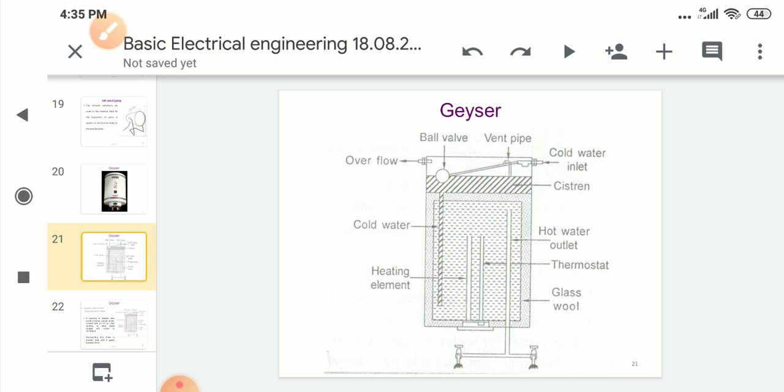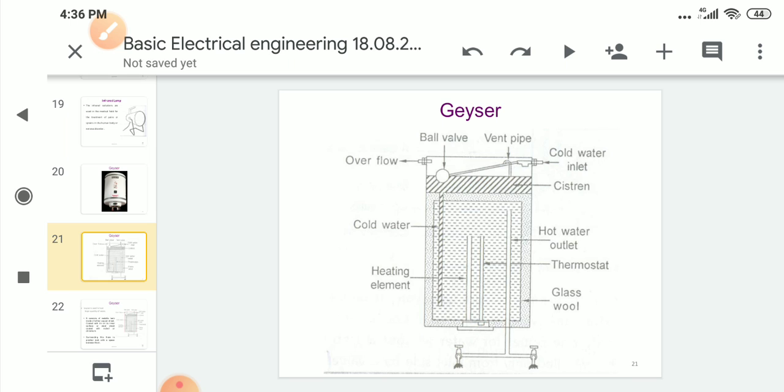These are the different parts of the geyser. It has a heating element, cold water, hot water outlet, thermostat, glass wool, cold water inlet, overflow valve, ball valve. Like that, so many parts are available. Let's see the parts.